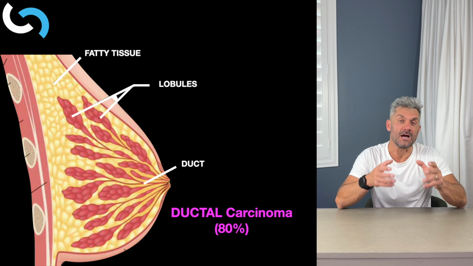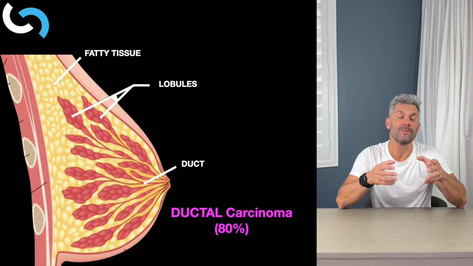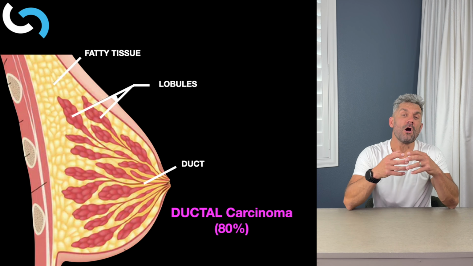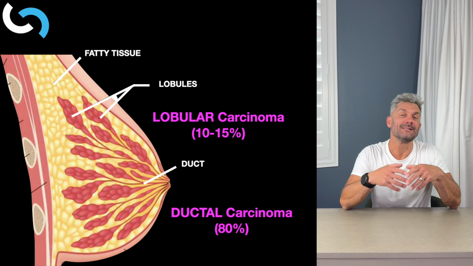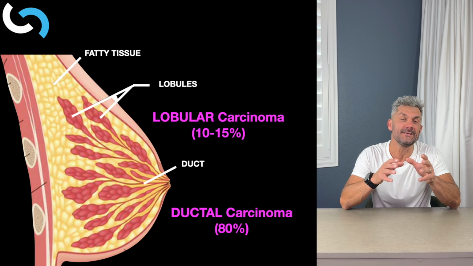And that is ductal carcinoma. And that starts out as ductal carcinoma in situ. And that's about 80% of breast cancer. You can also have breast cancer that's in the lobule, and we call that lobular carcinoma of the breast. And that's about 10 to 15% of breast cancers.